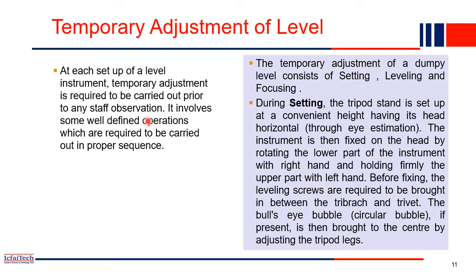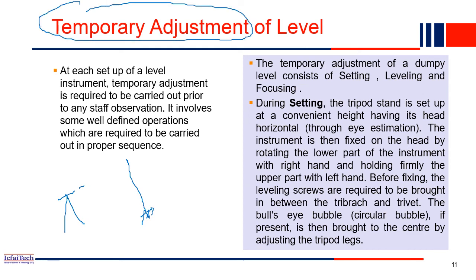Now the next important thing is the temporary adjustment of the level. Before you take any measurement, you have the instrument here and the staff there, and one person is holding it. Before you take any measurement, first you have to do some temporary adjustment on a dumpy level. At each setup of the level instrument, temporary adjustment is required. Whenever you keep the instrument here, first you do the temporary adjustment. Some guidelines or operation manuals will be there. Initially we have to check all the steps, then only you can start the readings.